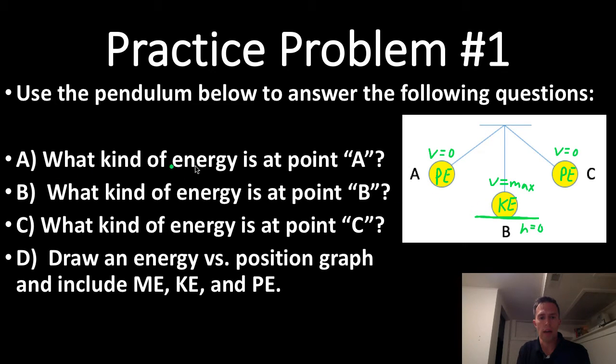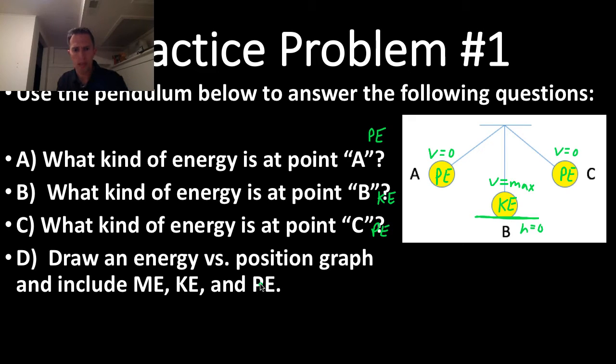And so what is the energy at point A? Well, it's all potential. Point B, it's all kinetic energy. At point C, again, it's all potential energy. But a very important question I wanted to go over with you in this video was part D. It says, draw an energy versus position graph and include the mechanical energy, kinetic energy, and potential energy. And so let's go through one of those examples on how to do this.